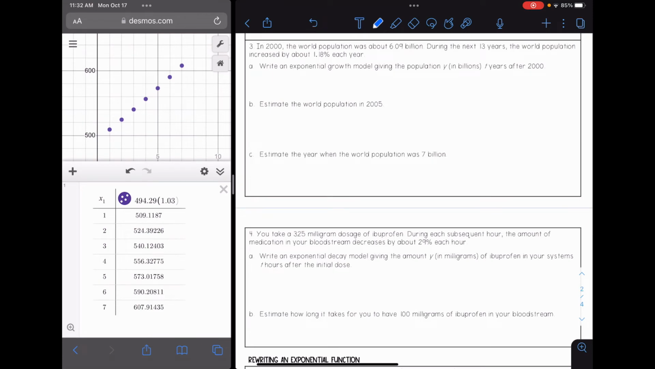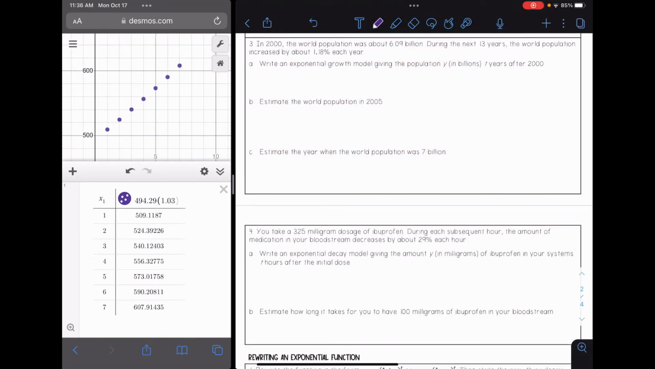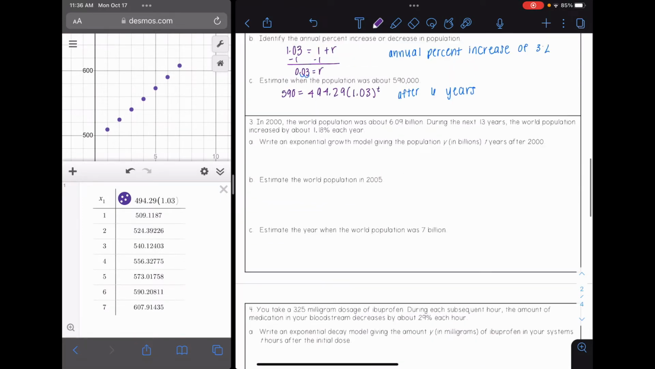Okay, 3 and 4 are a little bit different. This time we're going to actually have to write our own function. So number 3 says, in 2000, the world population was about 6.09 billion. During the next 13 years, the world population increased by 1.18% each year. First, I want to write an exponential growth model using the population y in billions, t years after 2000.